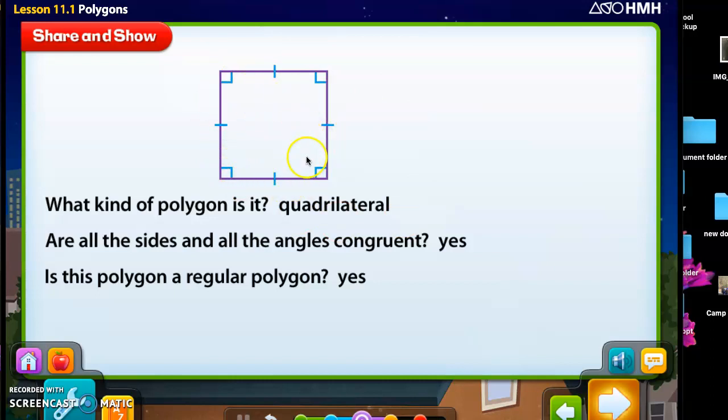It's also a special rectangle because a rectangle's opposite sides are equal. So this is also a rectangle. And it's also a quadrilateral. So a shape can be classified under more than one category. It's a square and a rhombus and a parallelogram and a quadrilateral. This fits under all 4 of those categories.